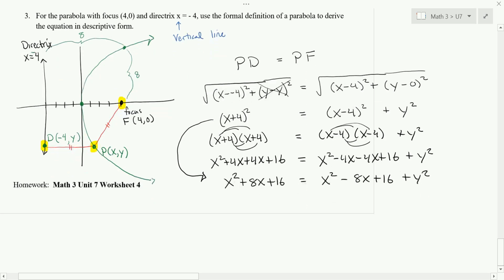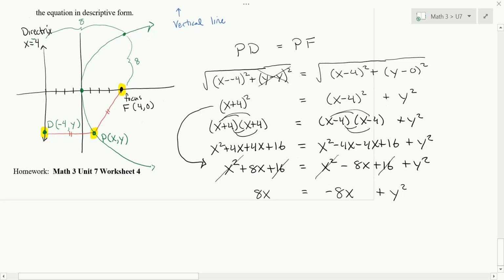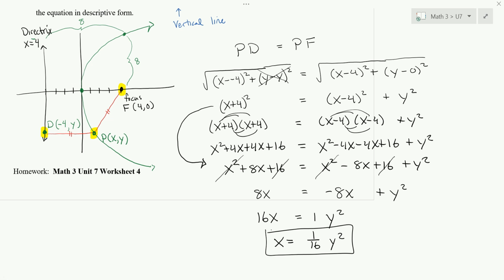So now at this stage, we notice we have an x squared that we can subtract out from both sides of the equation. Also, we have a 16 that we can subtract out. And now we're left with 8x is equal to negative 8x plus y squared. I can add 8x to both sides and get 16x is y squared. And there's a 1 in front of that y squared, so now I divide by 16 and I get x is 1 over 16 y squared. So it feels almost exactly like what we did yesterday. The difference is in the picture, it's sideways, right? So I'm going to give you one more like this, and then we'll do 1 and 2.